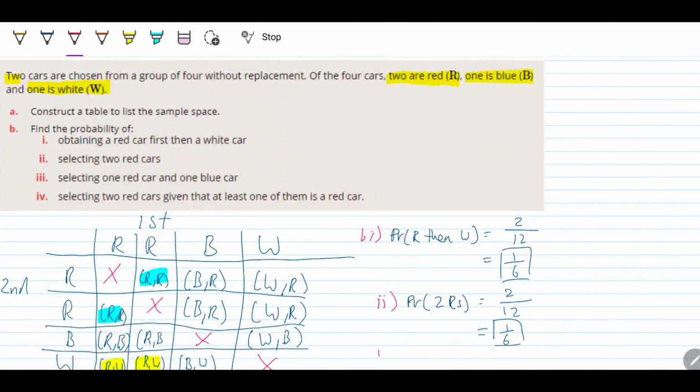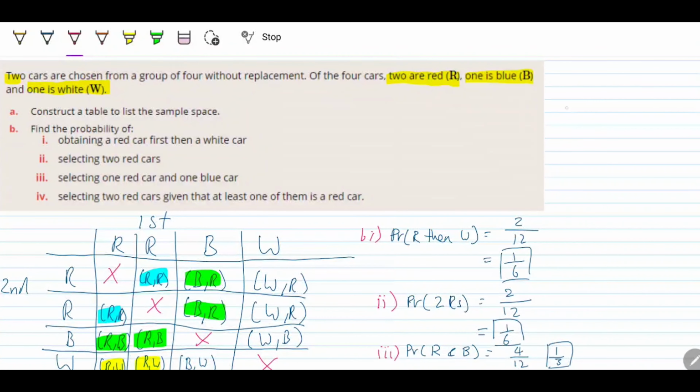In part III, this is asking us to find the probability of selecting 1 red car and 1 blue car. So 1 red and 1 blue. For this one, you're looking for red and blue. So that's a red and blue. That's red and blue. That's red and blue. That's also red and blue. So that tells me this will be 4 out of 12, which also simplifies to 1 over 3.